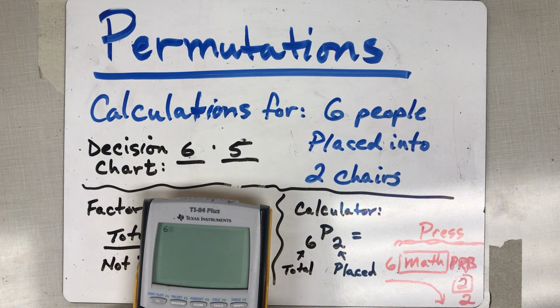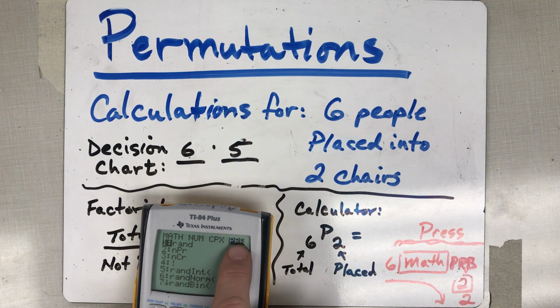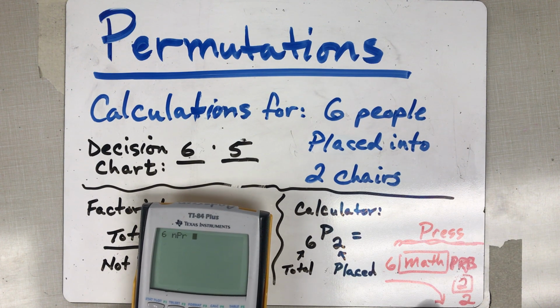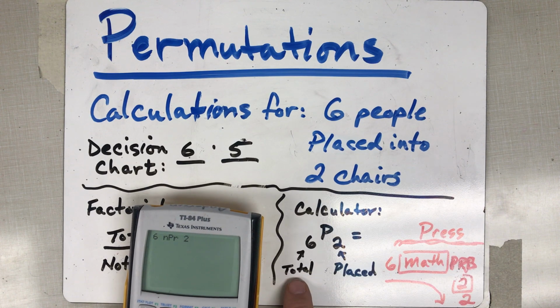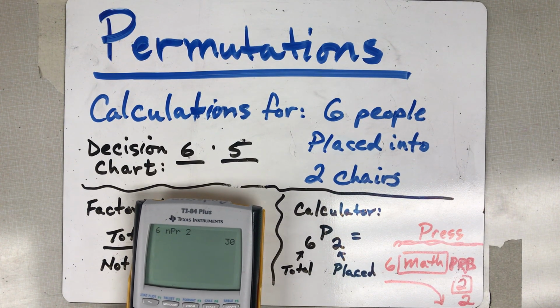6, then you go math, left arrow, or select the PRB option, and then choose option 2, and then you have to type in the last number here, which is a 2. And that's how you do 6 things in total getting placed in 2 spots, where the order is important: 30 ways, as you can see here. That's how permutations work. That's as simple as that.